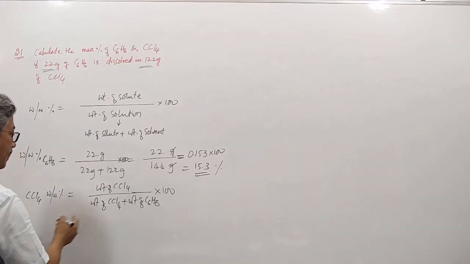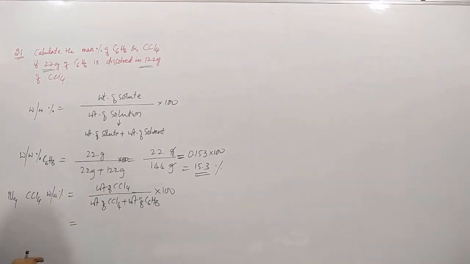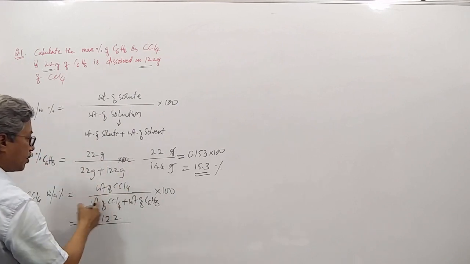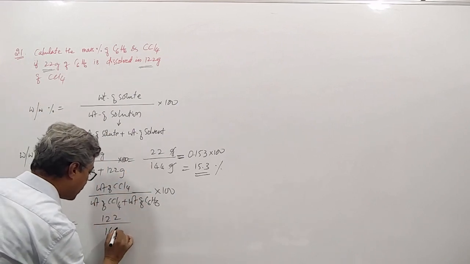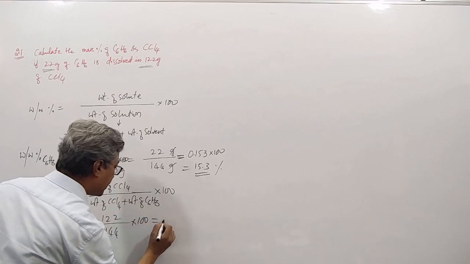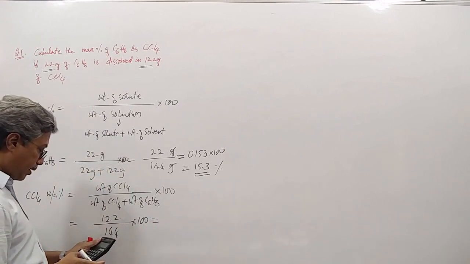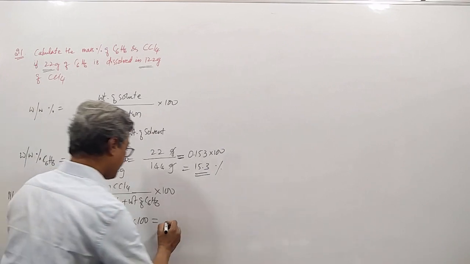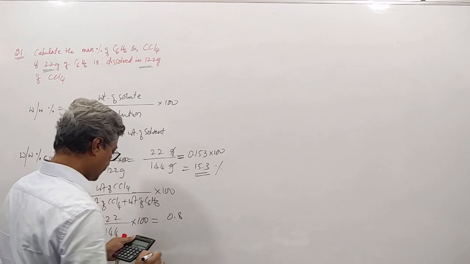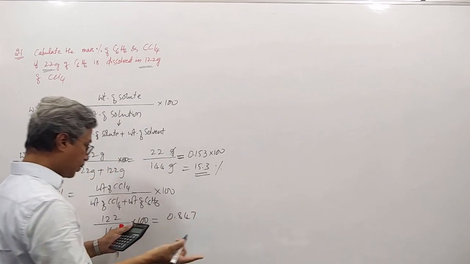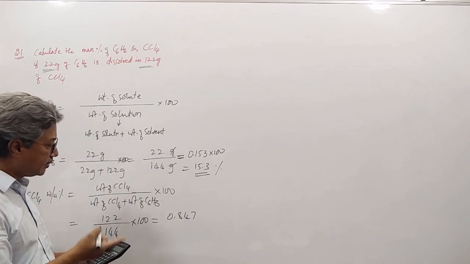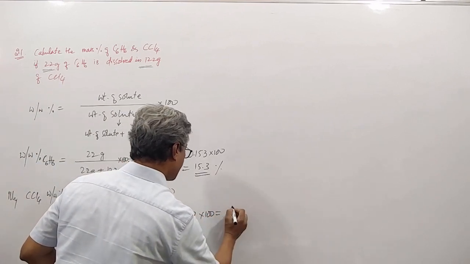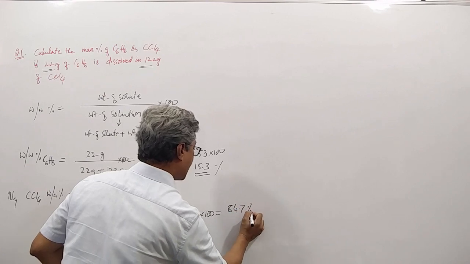Yes students. Now, with respect to this, what is the weight of CCl4? Which is 122. 122 divided by total mass we have got as 144, into 100. So this will be 122 divided by 144. This is 0.8472. So we can make it as 7 only, and into 100, this will be 84.7%.